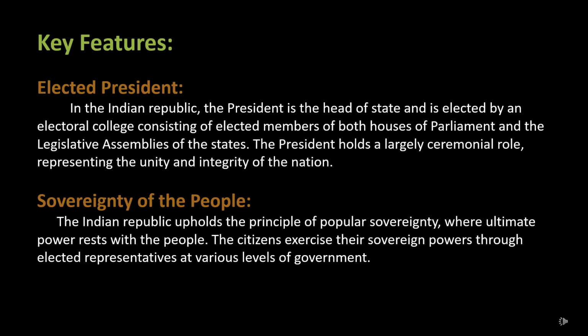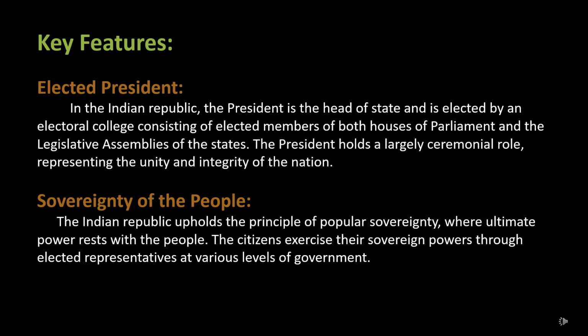Key features. Elected president. In the Indian Republic, the president is the head of state and is elected by an electoral college consisting of elected members of both houses of parliament and the legislative assemblies of the states. The president holds a largely ceremonial role, representing the unity and integrity of the nation.